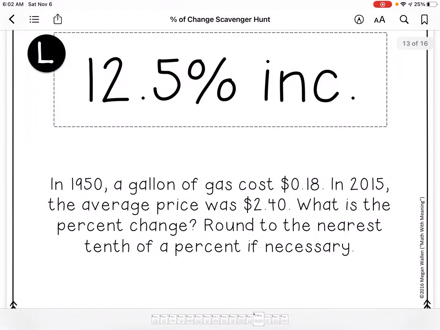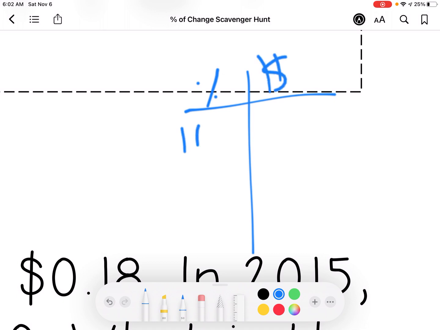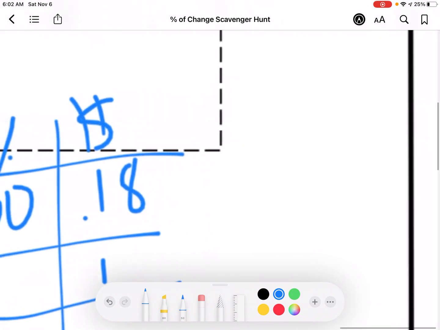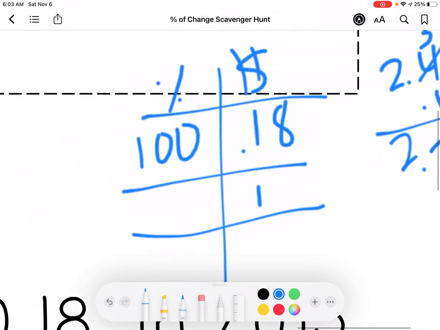All right. In 1950, a gallon of gas cost 18 cents. In 2015, the average price was $2.40. What is the percent of change? So again, 18 cents is my 100%. So I subtract the 240 minus 18 cents. I get 222, or $2.22, I should say.